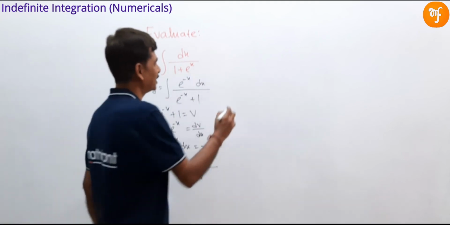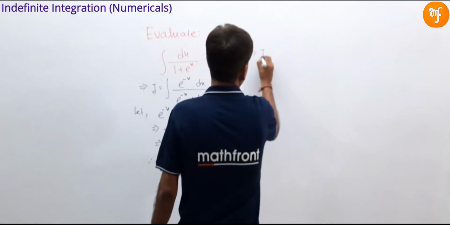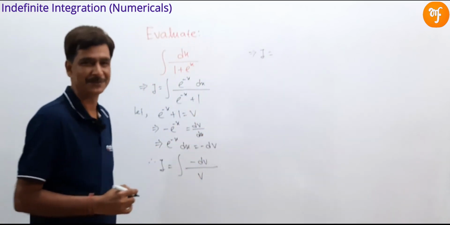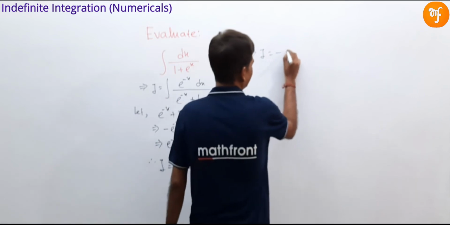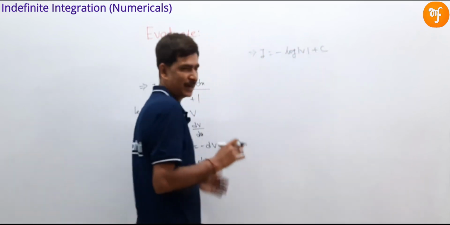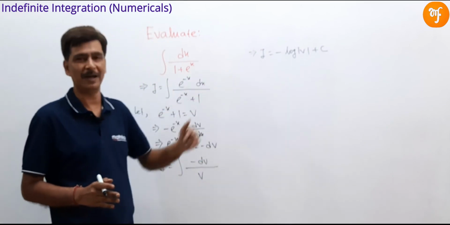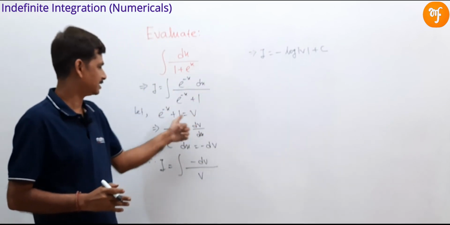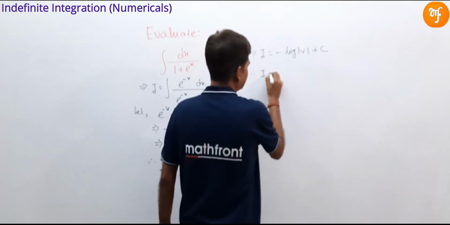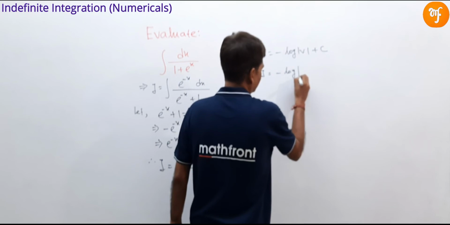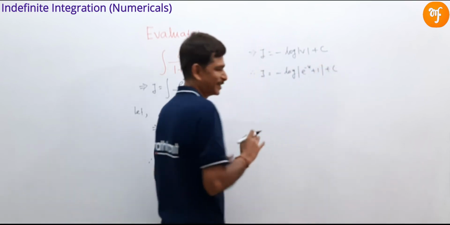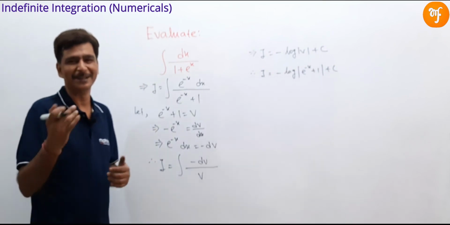So, it is very clear to us. So, I is equal to minus log of mod v plus c. So, minus log of mod of v plus c. Now, to get the final answer, we have to put back the value of v, and the v is e to the power minus x plus 1. So, the final answer of the integration is I is equal to minus log of mod of e to the power minus x plus 1 plus c. Okay, clear? Now, come to the next question.